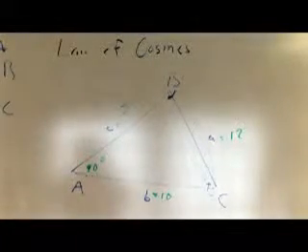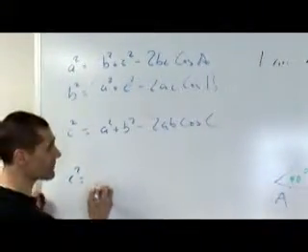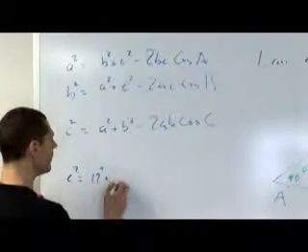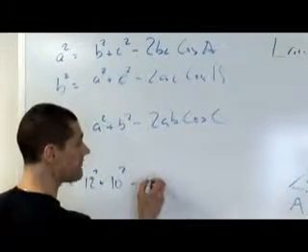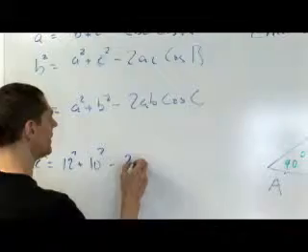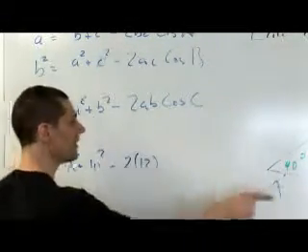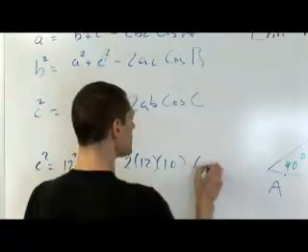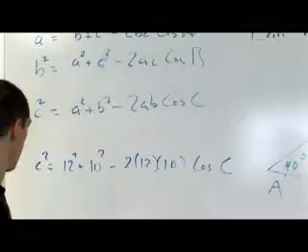Well, let's see. Little c squared is going to be a squared, which in this case will be 12 squared, plus b squared, which is 10 squared, minus 2ab, 2 times a, which is 12, and b, which is 10, times cosine of C. Uh-oh.